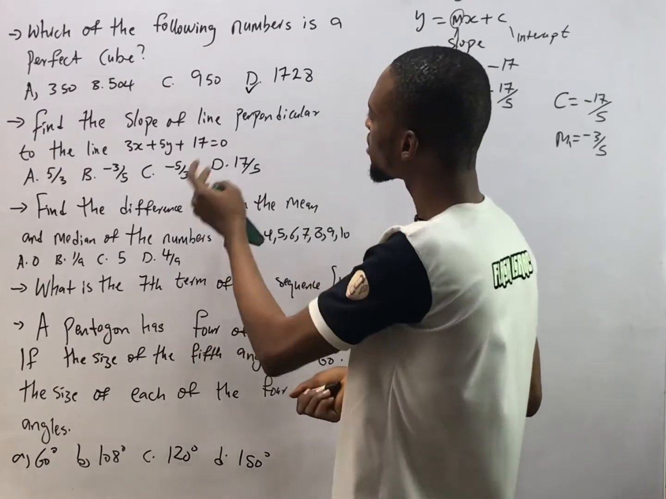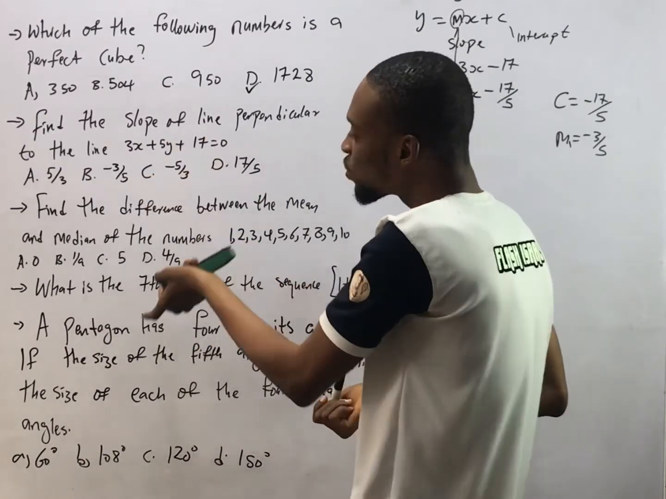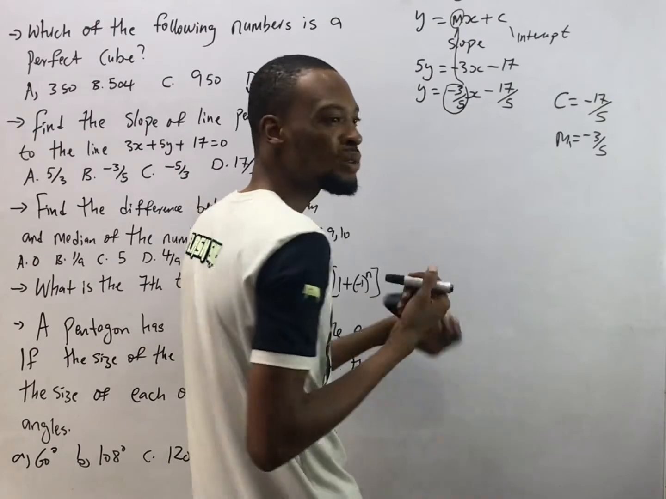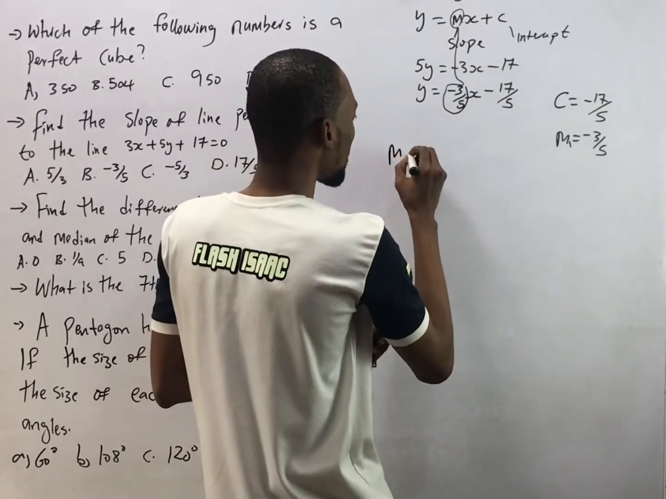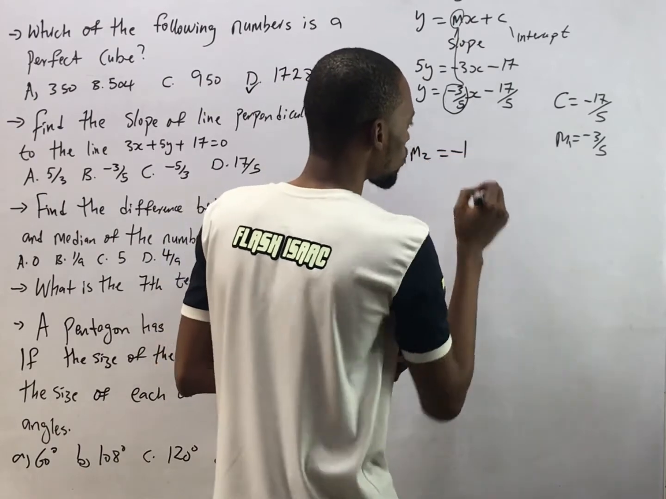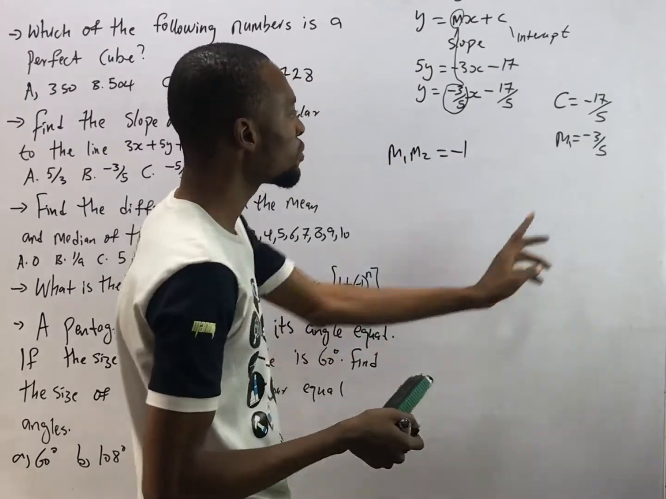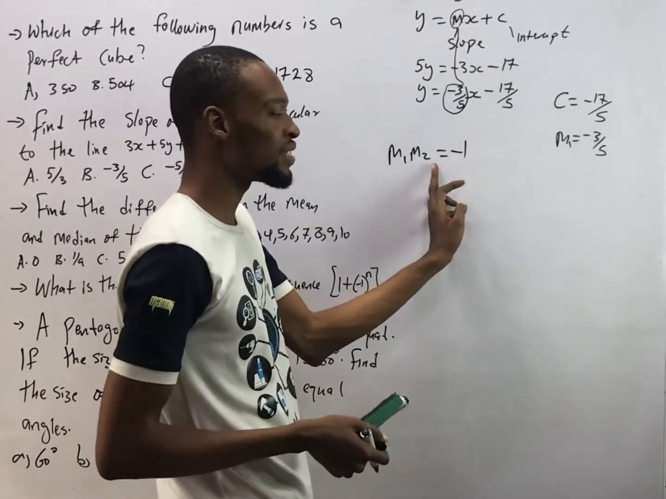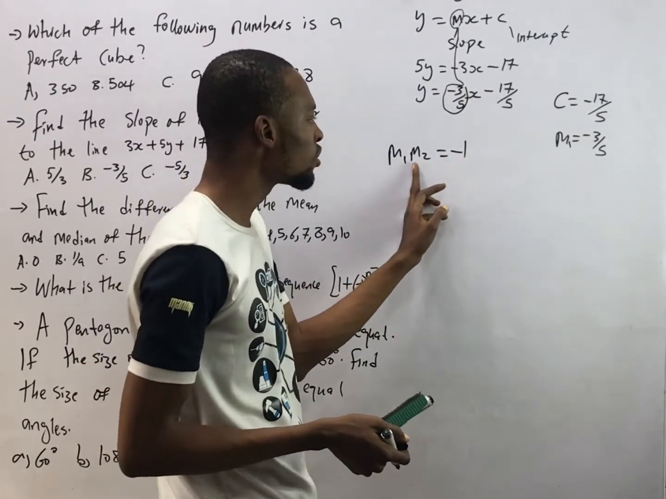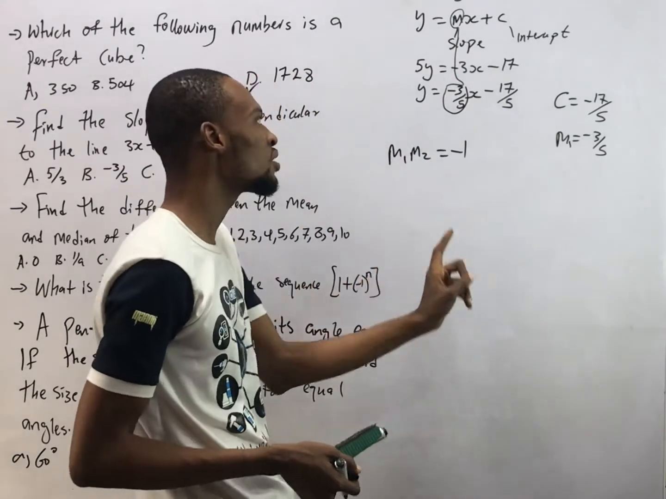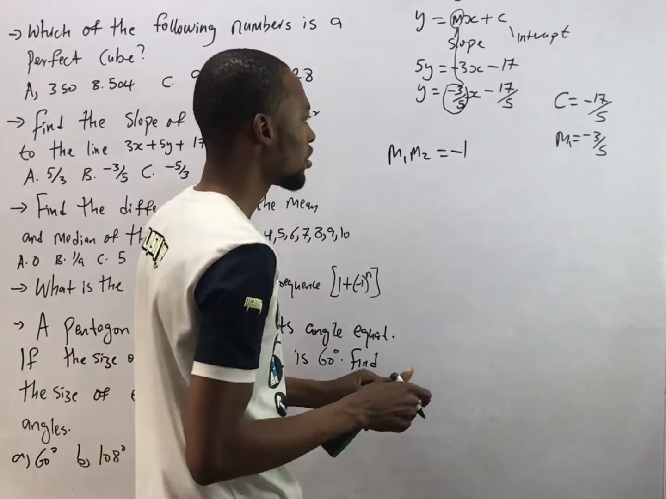We are asked to look for the slope of the line that is perpendicular. For perpendicularity or orthogonality, m1 times m2 is equal to minus 1. So this implies that if you multiply this slope with the slope of the second line, we will get minus 1, where m2 is the slope of the line that is perpendicular to that line.